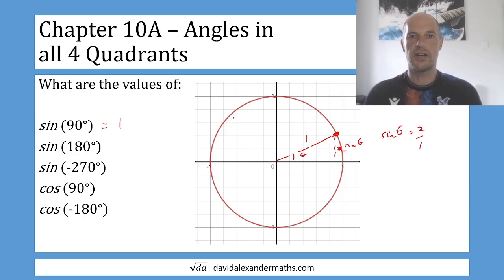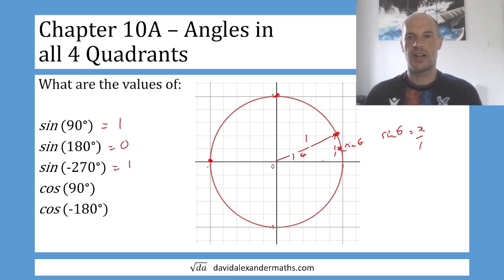If I move this point all the way round to 180 degrees, what is the height of the triangle now? Well, it will be 0. For the sine of negative 270, if I measure the angles going in an anti-clockwise direction, a negative angle would be the other way round. So minus 90, minus 180, minus 270, we can see the height of the triangle would be 1.